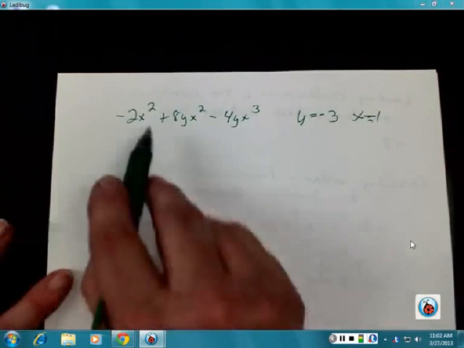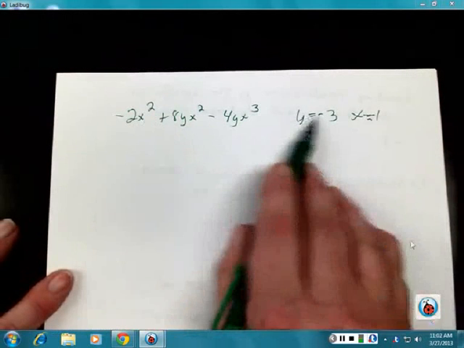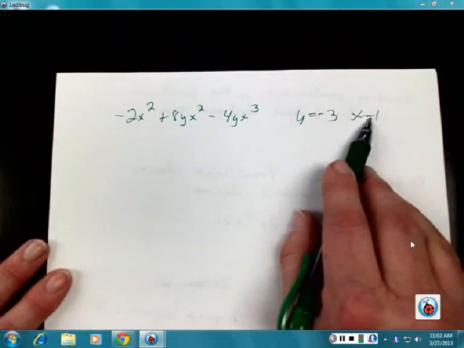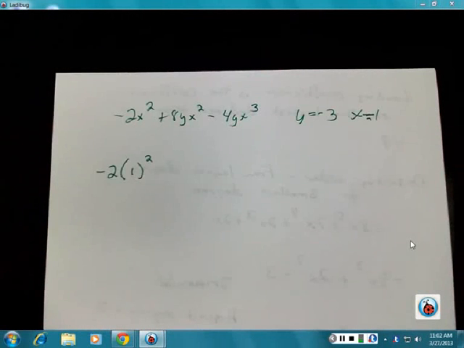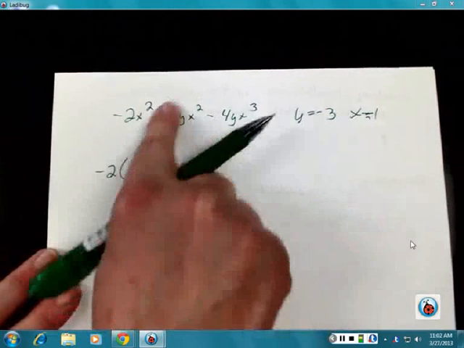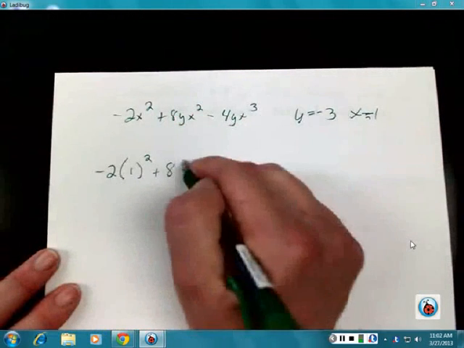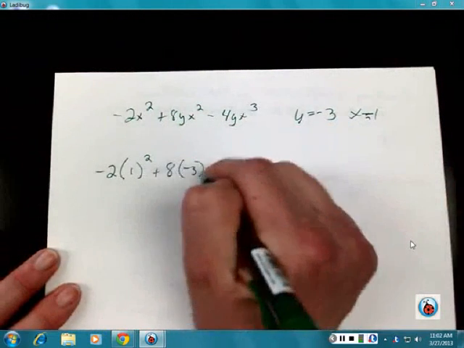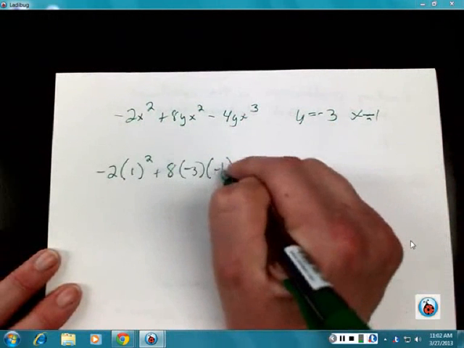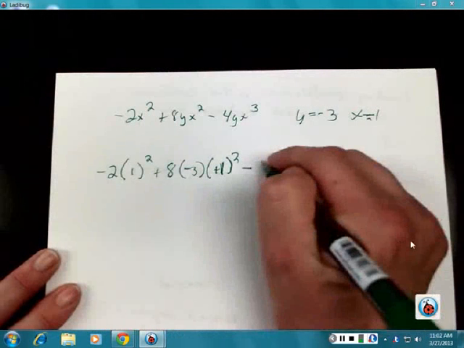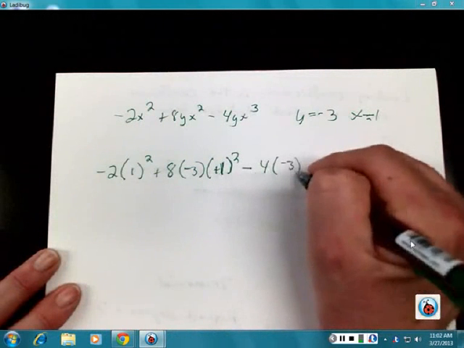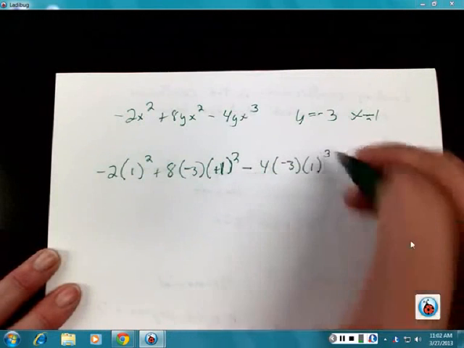Well, let's put it all together. It's telling me I need to square my x in the first one. You said x is positive 1? Positive 1. Okay. So I have a negative 2 times 1 squared. All I'm going to do is replace my letters with my numbers. Plus 8. This all means multiply. So it means 8 times a negative 3 times 1 squared, minus 4 times a negative 3 times 1 cubed.